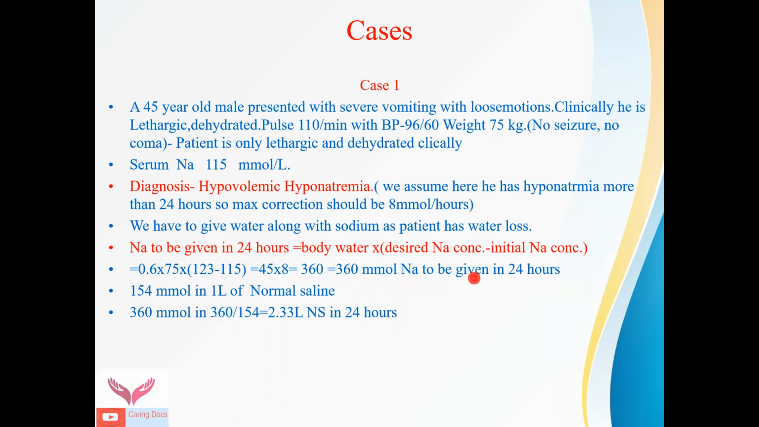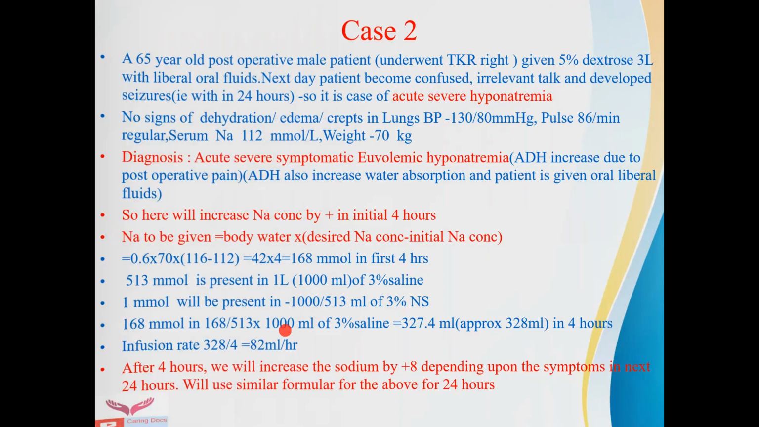So, as we know, normal saline 0.9% sodium chloride contains 154 millimole of sodium in 1 liter of saline. So 360 millimole will be present in 2.33 liter of normal saline. So we will have to give 2.33 liter of normal saline in 24 hours.